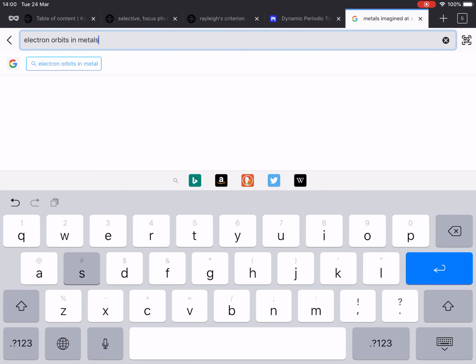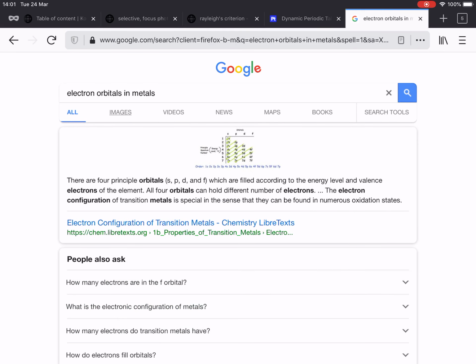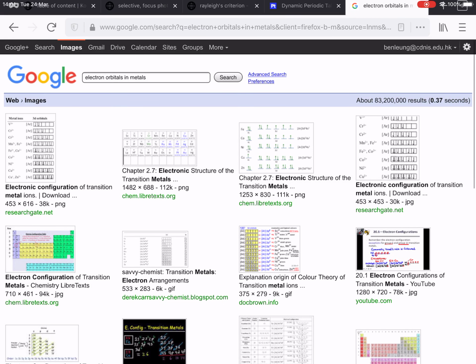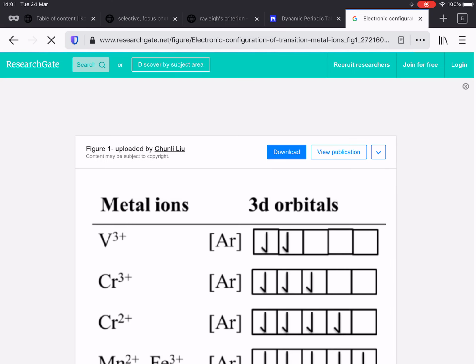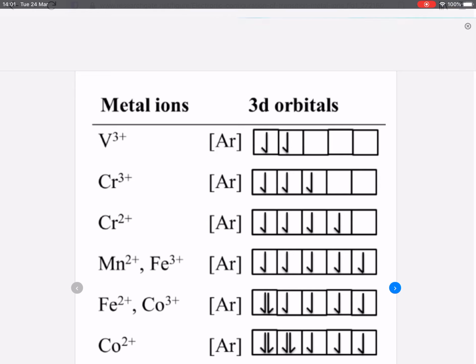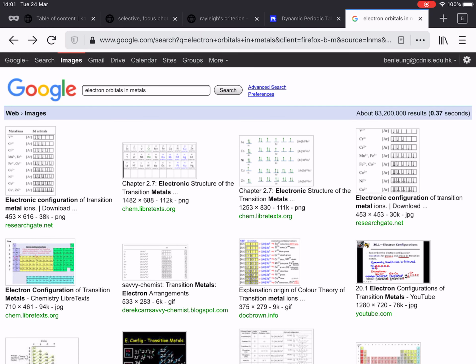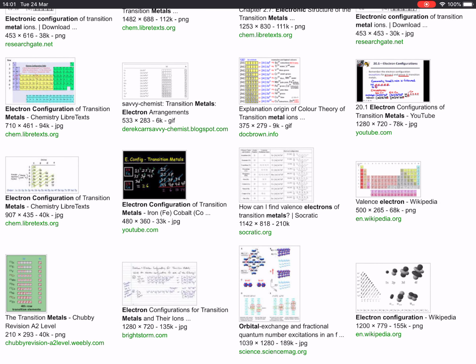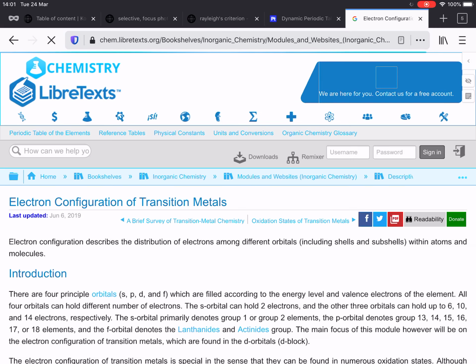So I'm just going to do a quick Google search for electron orbits in metals. So metals, if you studied the periodic table in maybe a chemistry unit, you might have learned that metals generally have a few electrons in their outer orbit. Okay, and what we're trying to understand, I wanted to find something a little bit more simplistic for students. So maybe this will provide us that.